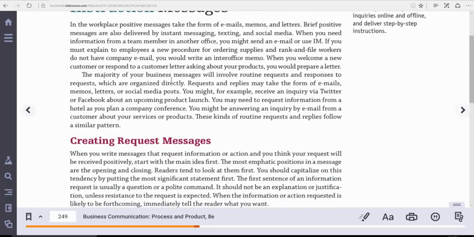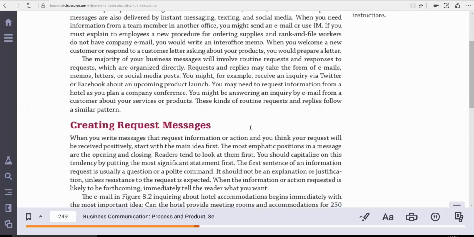Okay, so the majority of business messages will involve routine requests and responses to requests. Requests and replies may take the form of emails, memos, letters, or social media. You may receive an inquiry via Twitter or Facebook about an upcoming product launch. You might be answering an inquiry by email from a customer about your services or products. These are routine requests, and replies follow a similar pattern.